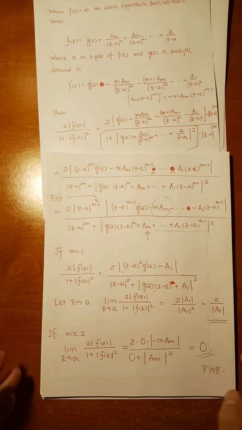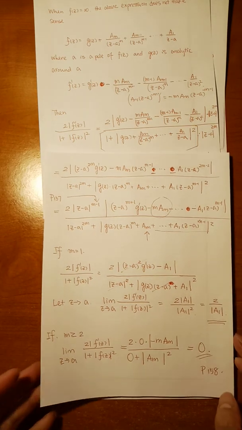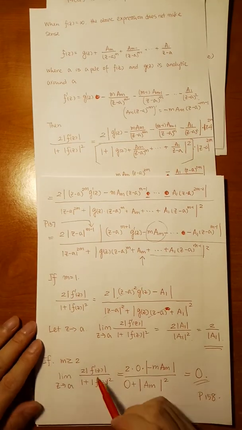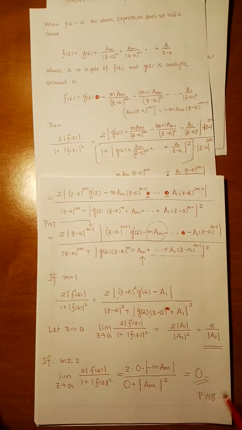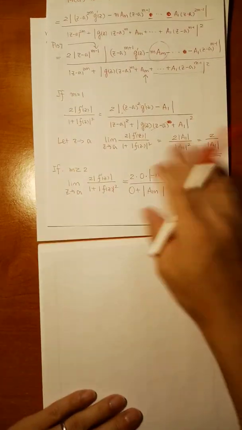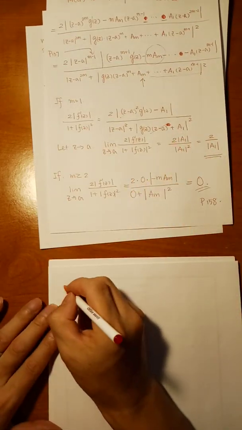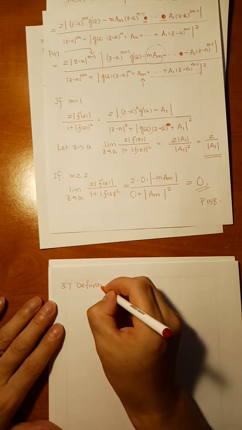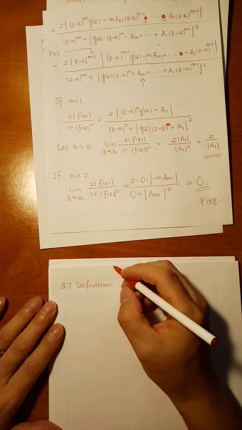Okay, so when you have a regular point z, then you just define 2 times the absolute value of f prime of z over 1 plus the absolute value of f of z squared. When you have a pole, you cannot directly define it, but you can use a limit to define it. Okay? So definition. The definition is the following.